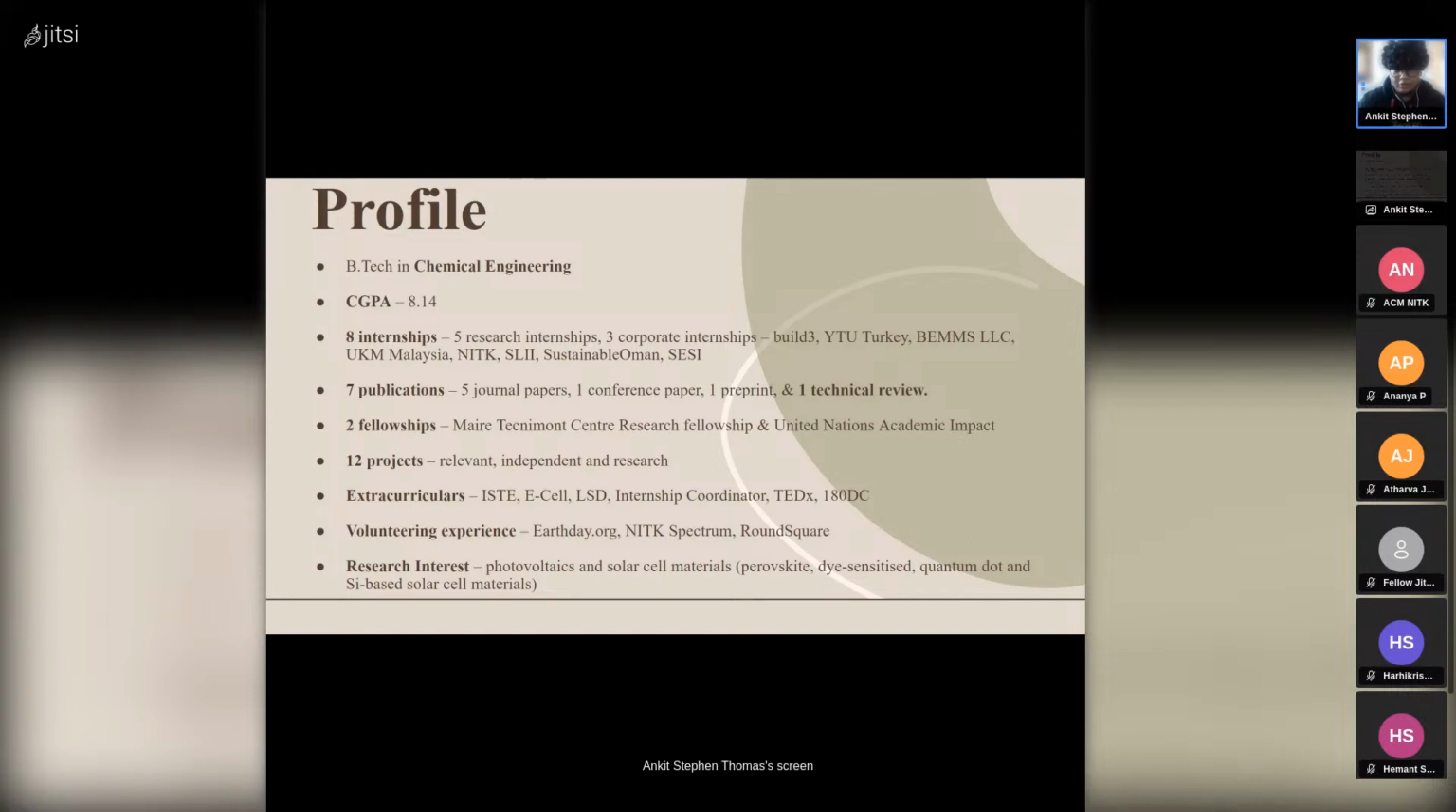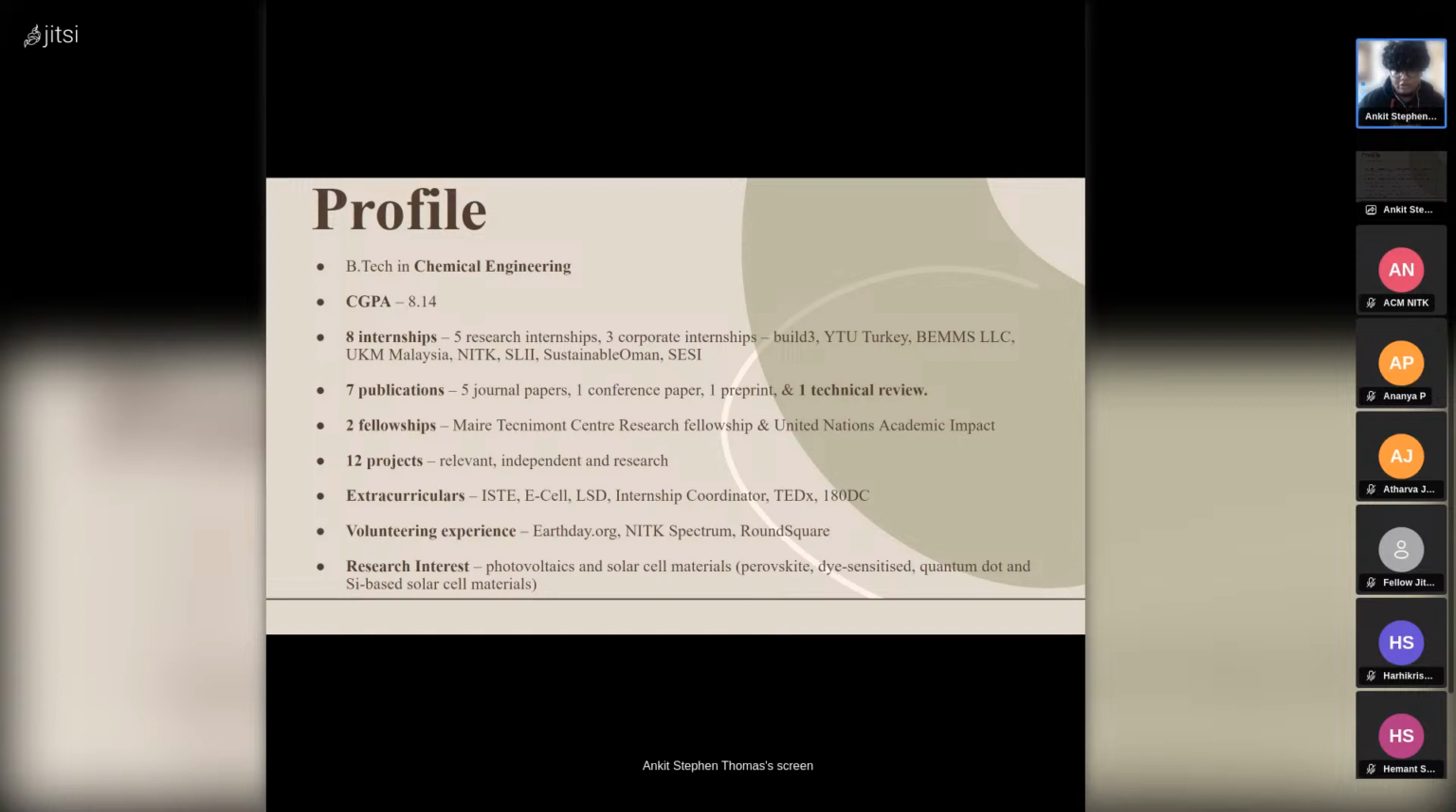My CGPA was 8.14. I had 8 internships by the time I was done with my BTech, and from those 8 internships, 5 of them were research and 3 of them were corporate internships. The companies and the labs are written over here. I had 7 publications and 1 technical review. The 7 publications were 5 journal papers, 1 conference paper, and one preprint, and then 1 technical review as well.